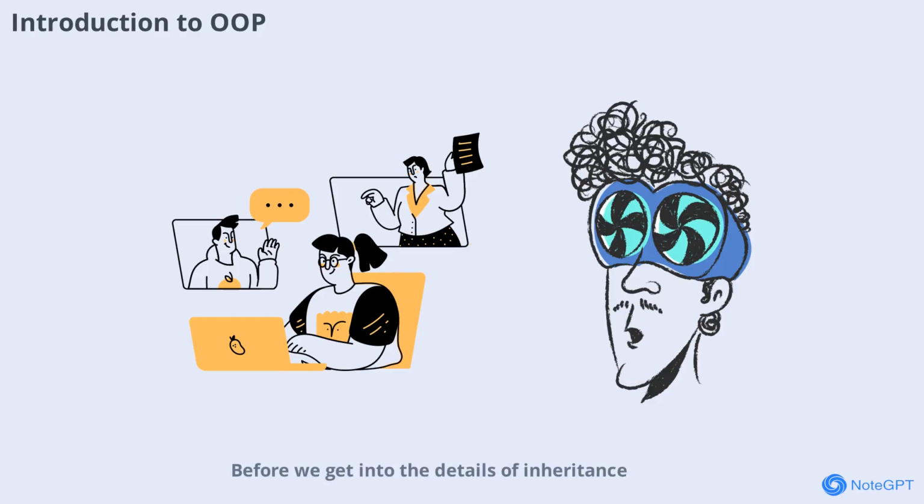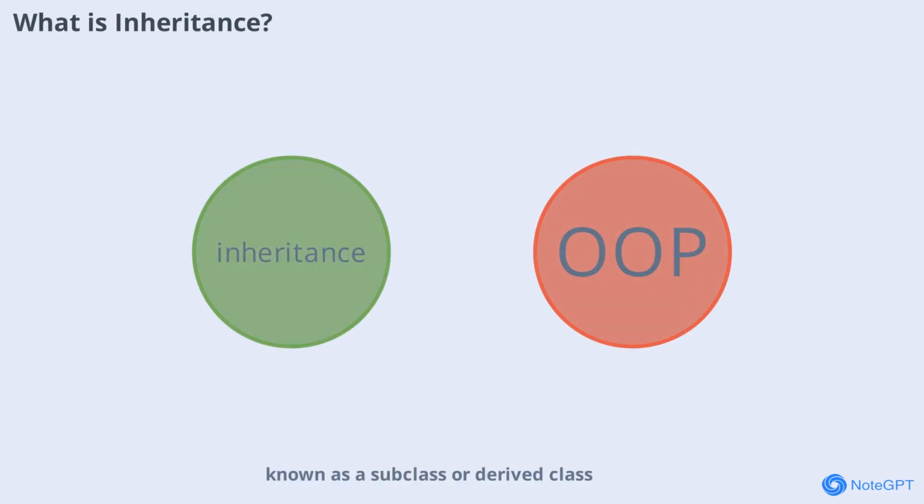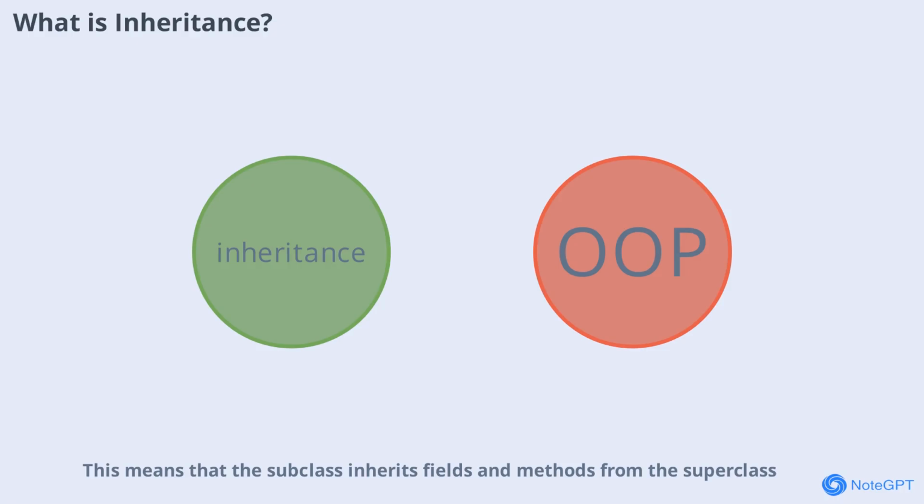Before we get into the details of inheritance, let's quickly review what makes OOP so powerful and widely used in modern software development. Inheritance is a fundamental concept in OOP that enables a new class known as a subclass or derived class to acquire the properties and behaviors of an existing class, called the superclass or base class. This means that the subclass inherits fields and methods from the superclass, allowing for code reuse and logical hierarchy. Inheritance helps us avoid duplicating code and makes it easier to maintain and extend our program.